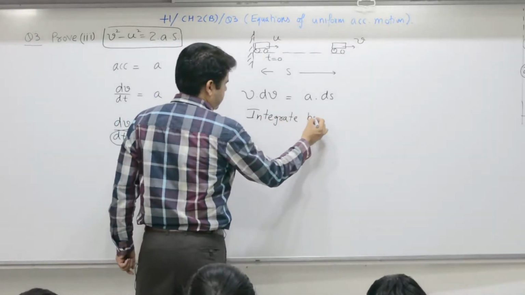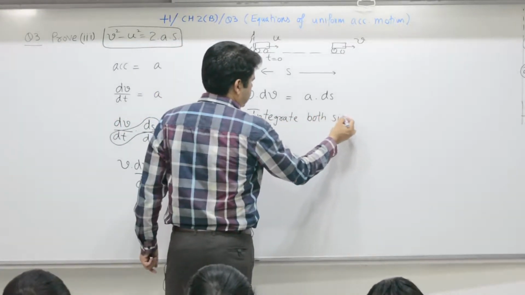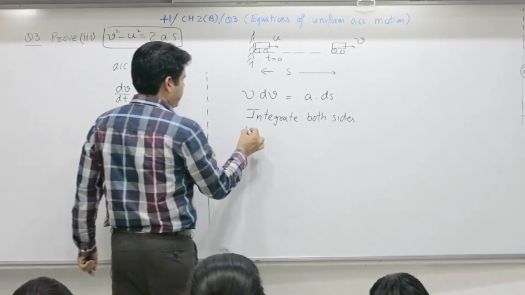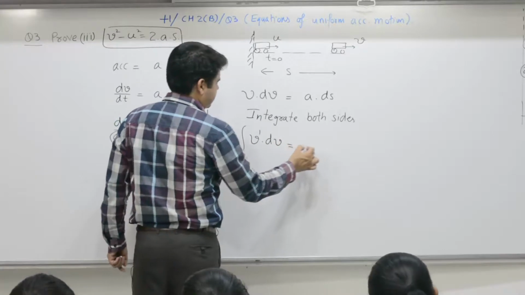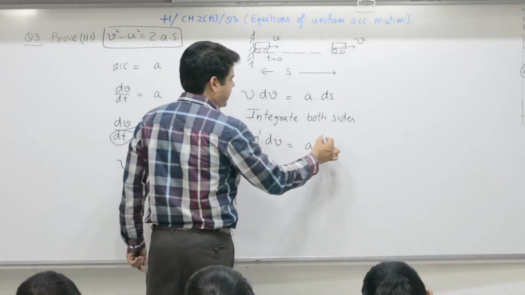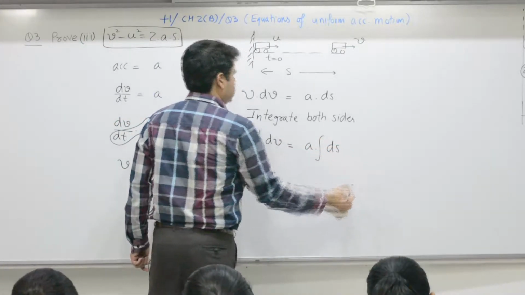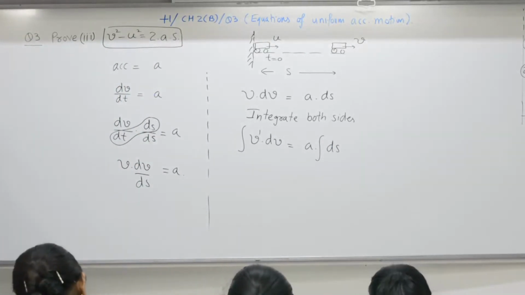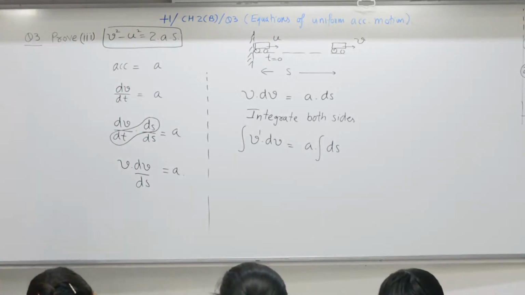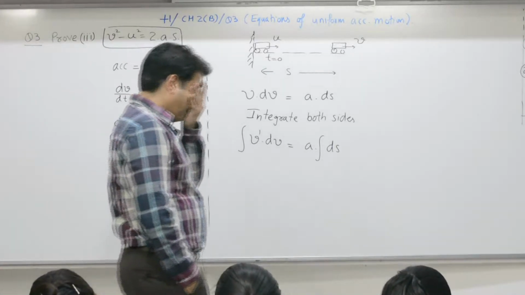Integrate both sides. What you get is v power 1 dv is equal to a. A is a constant, you can take it out. So, ds. 2 minutes more. 2 minutes more to try.